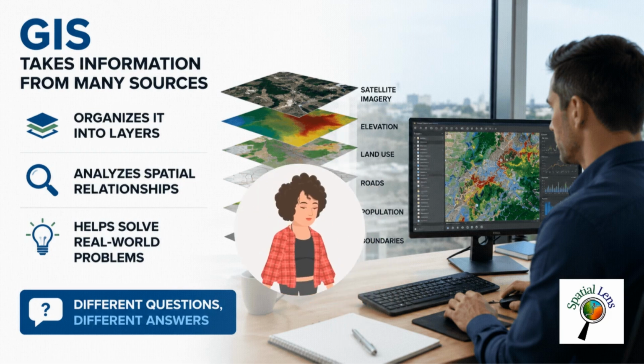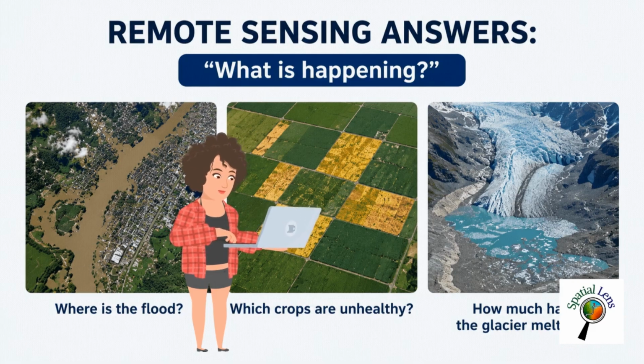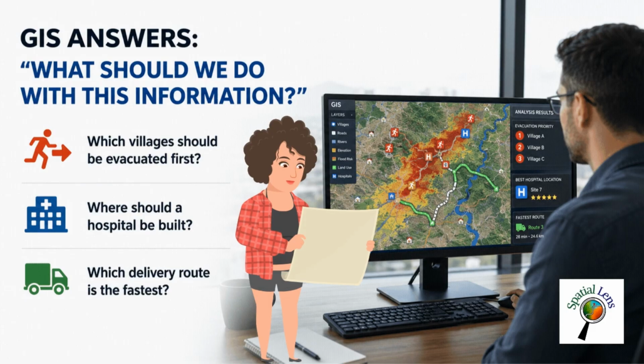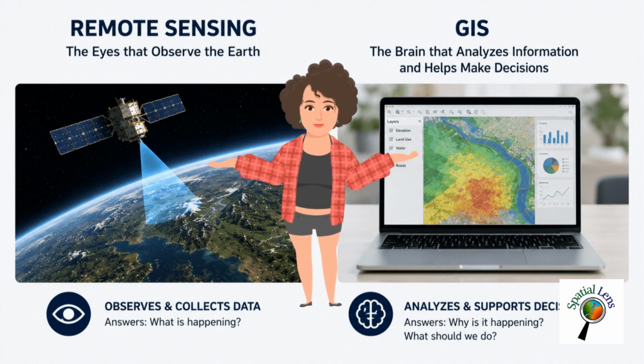Another major difference is the type of questions they answer. Remote sensing answers, what is happening? For example, where is the flood? Which crops are unhealthy? How much has the glacier melted? GIS answers, what should we do with this information? For example, which villages should be evacuated first? Where should a hospital be built? Which delivery route is the fastest? You can think of remote sensing as the eyes that observe the Earth, while GIS is the brain that analyzes the information and helps make decisions.